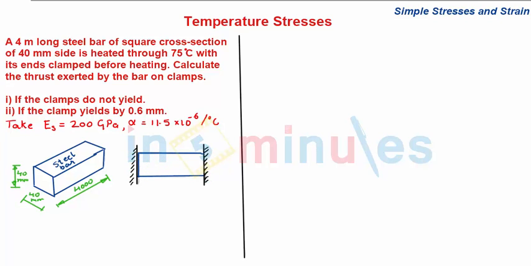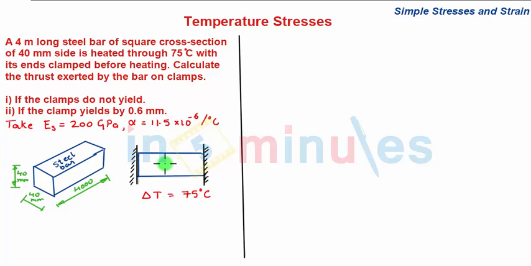Now when this steel bar is being heated by 75 degrees centigrade, that is delta T is 75 degrees centigrade, the clamps try to hinder the free expansion of the steel bar, so some temperature stresses and strain will be developed. They have asked that in the first case, if the clamps do not yield, that is they are very rigid, what is the stress or thrust exerted by the steel bar on the clamps? And in the second case, if the clamp yields by 0.6 mm.